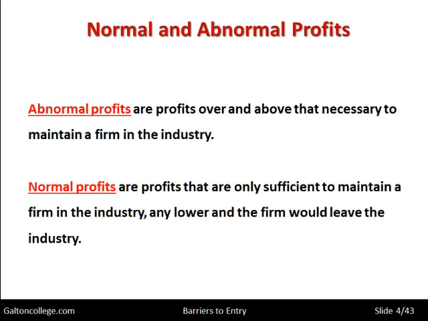So normal profits are only sufficient to maintain a firm in the industry. Any lower and the firm would leave the industry. Abnormal profits are over and above the normal profits. And it means the company is making a lot of profit. Other companies will want to join in, start producing the same product, and in order to stop them coming in, the company is going to need barriers to entry.